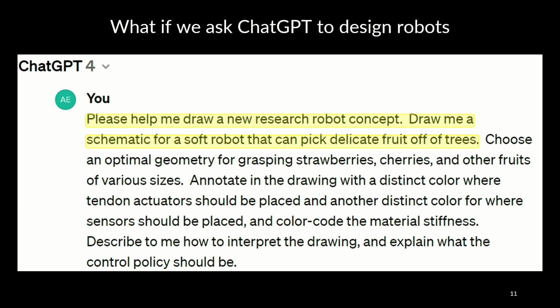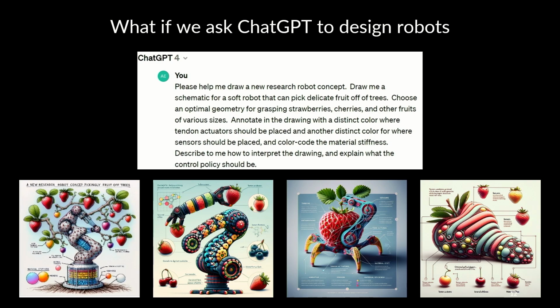Let's quickly test it. Here I'm showing what happens when we ask ChatGPT to design a robot. Basically, we ask, please help me draw a new research robot concept. Draw me a schematic for a soft robot that can pick delicate fruits off of trees. And after a few seconds, this is what we get. At first glance, I've got to admit these are very, very cool graphics. And there are some wild and crazy ideas on what ChatGPT thinks we can do in the design. Specifically, I like this kind of robot.